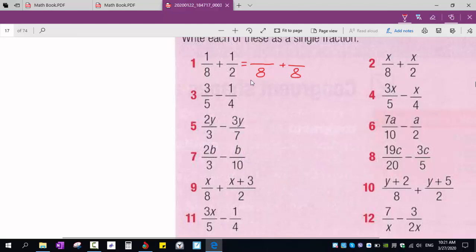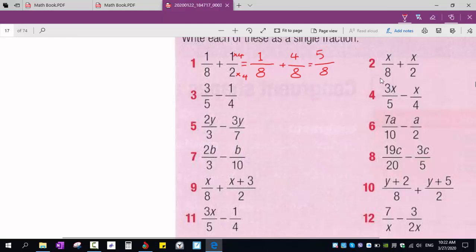How 8 becomes 8? By multiplying by 1, so 1 times 1 is here. How 2 becomes 8? We need to multiply by 4 to get 8 as denominator. Then 2 times 4 is 8, 1 times 4 is 4. Now we have the same denominator. Yes, freely you can add them. 1 plus 4 is 5 over 8.